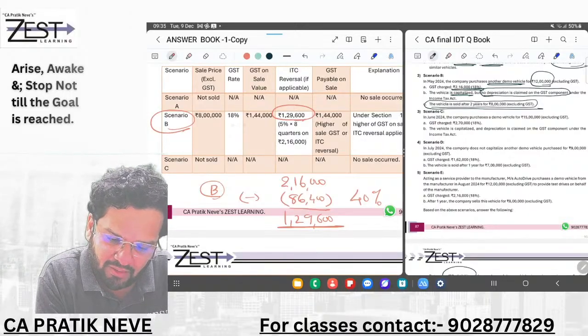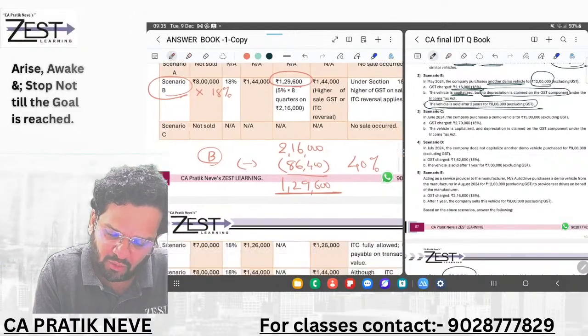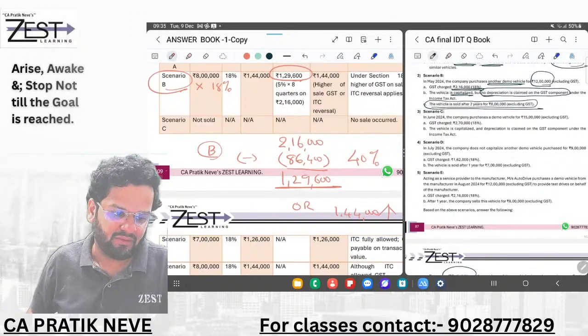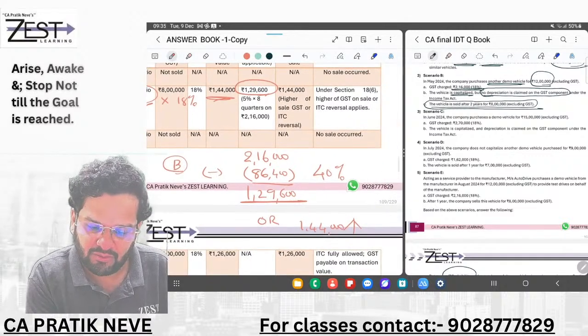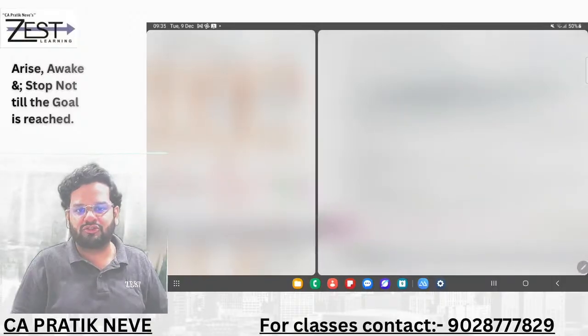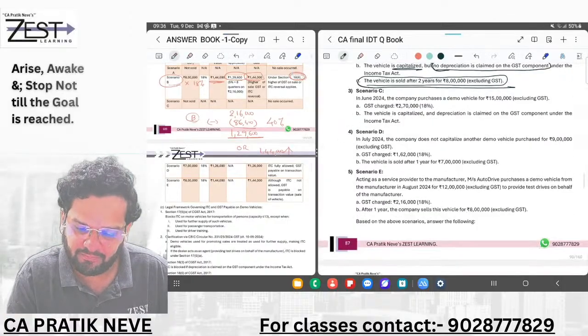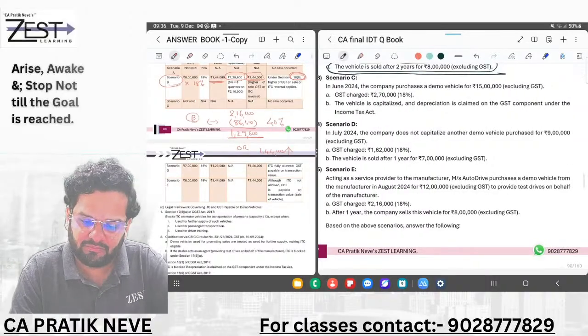You are selling the demo vehicle for 8 lakhs. So 8 lakh into 18%. Okay. So you will say 1,29,600 or 1,44,000, whichever is higher. So you will be paying GST of 1,44,000. This happened as per 18(6) because capital goods which were purchased are subsequently sold. Capital goods on which ITC was availed are subsequently sold.